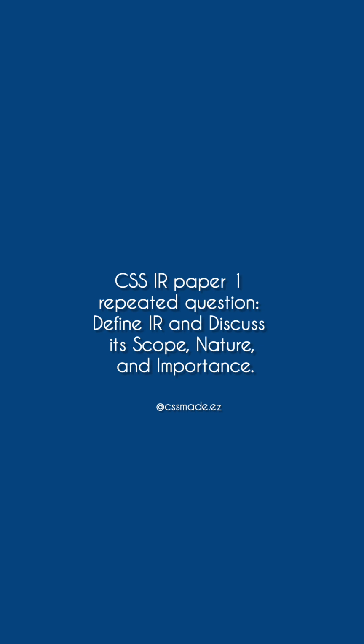The second part of the question requires us to discuss the nature of IR. Nature refers to the essential characteristics of the discipline. International relations is dynamic. Unlike static subjects, IR constantly evolves. The international system changes with technological innovations, shifting power balances, ideological transformations, and emerging global challenges. For instance, the discipline once focused primarily on wars and diplomacy, whereas today it also studies cybersecurity, climate change, artificial intelligence, global health, migration, and digital governance.